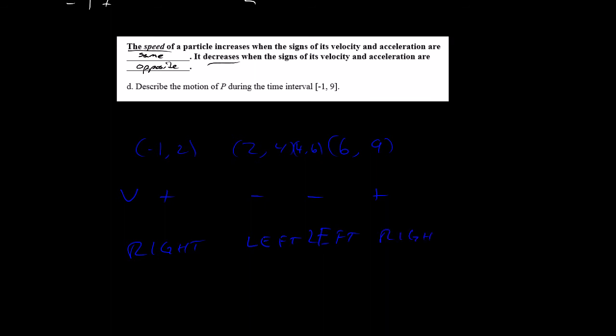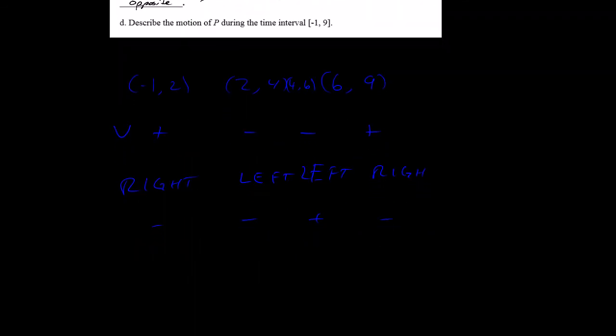And then we could talk about the acceleration. This was negative, this was negative, this was positive, this was negative. Or was that positive? I think it was positive. Then we know that we are decreasing, so we are slowing down. We were speeding up.